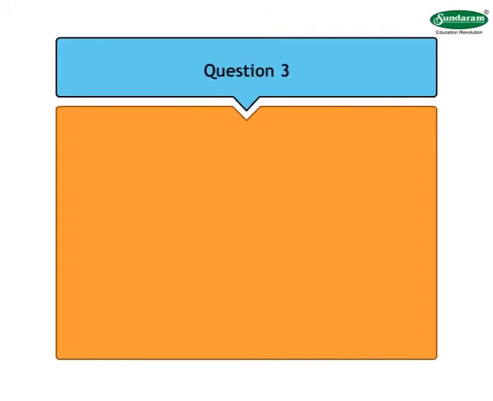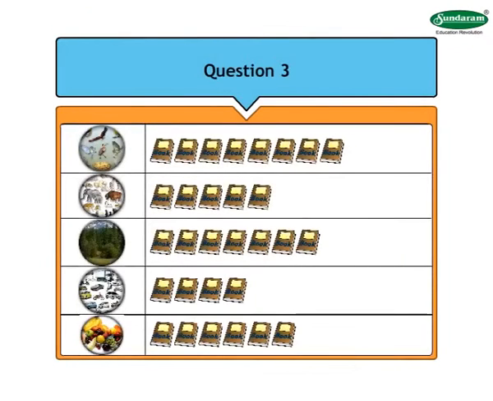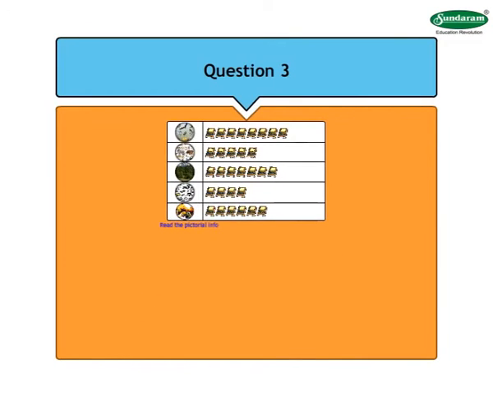Question 3. In this picture, there are different books giving information about birds, animals, trees, cars, and fruits. The number of each kind of books is given against them. Read the pictorial information and fill in the boxes. 1. What is the number of books about birds? 8. 2. What is the number of books about trees? 7.